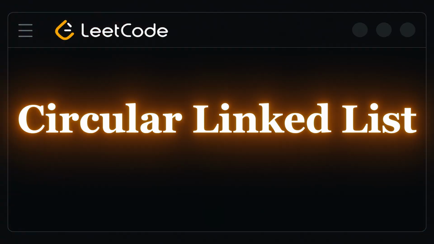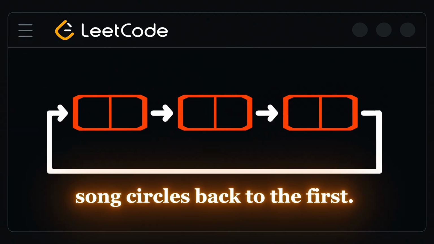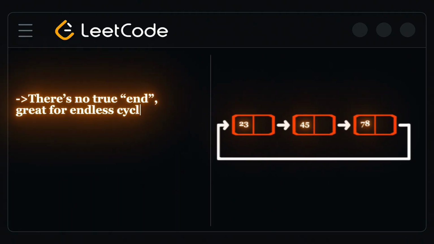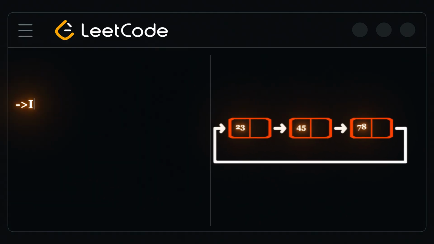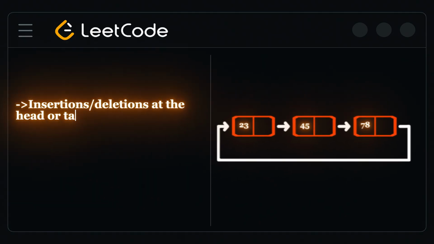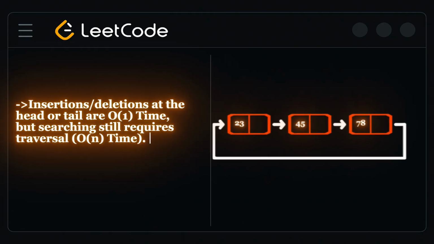matters. Circular linked list, a loop playlist where the last song circles back to the first. There's no true end, great for endless cycling, like rotating turns in a multiplayer game or streaming data buffers. Insertions and deletions at the head or tail are O(1) time, but searching still requires traversal, O(n) time.